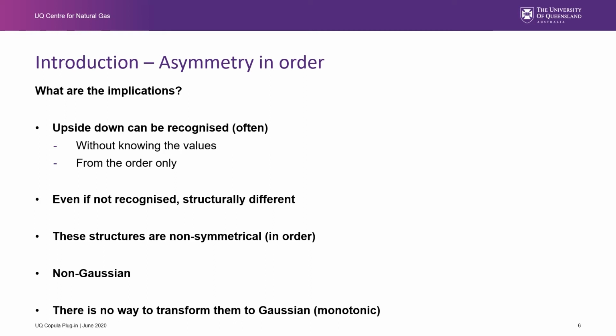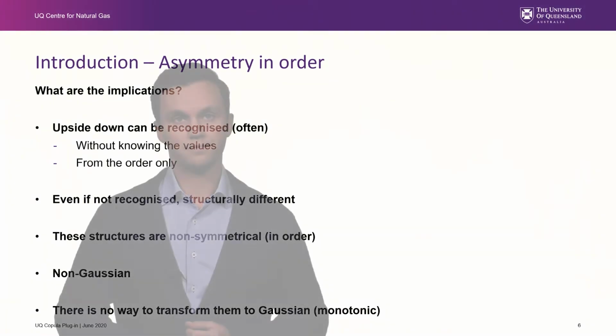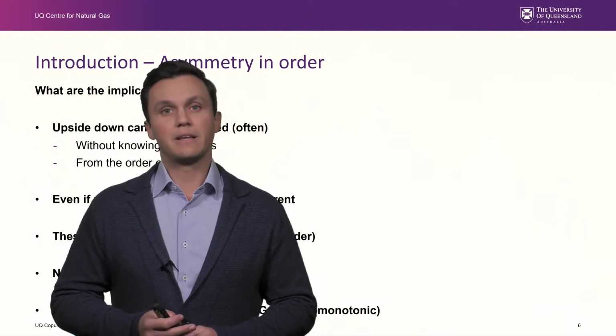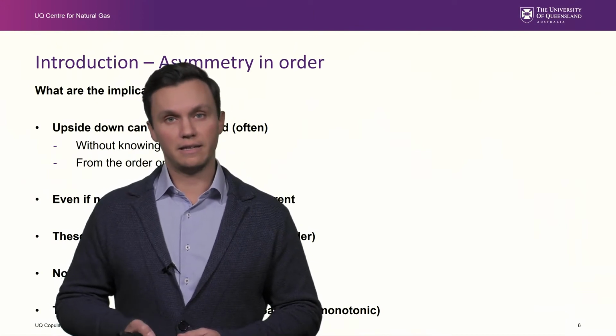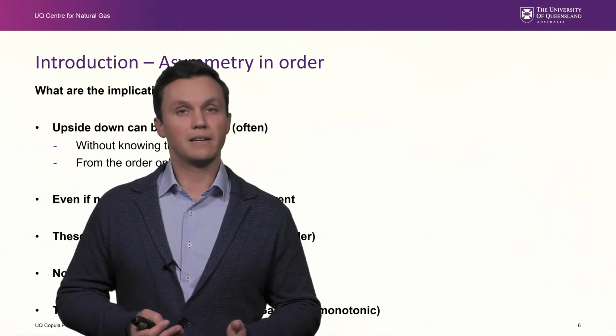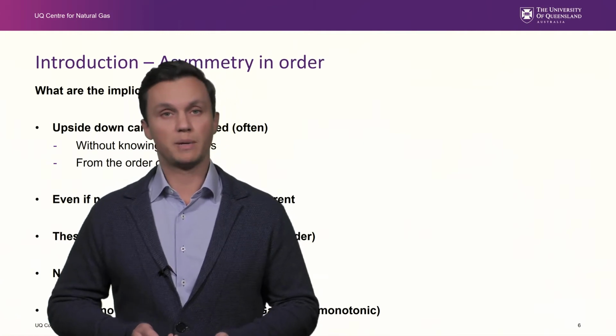Even if you are not able to recognize which one is the upside down version, you can still see that there's a structural difference between low values and high values, because these structures are non-symmetrical in their order, and with that they are non-Gaussian. And there's usually no way to transform those values to be Gaussian. And that's the reason that the traditional geostatistical techniques are not able to analyze or to model such spatial structures.